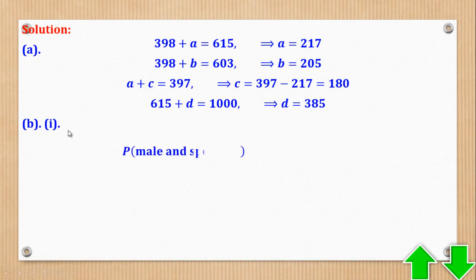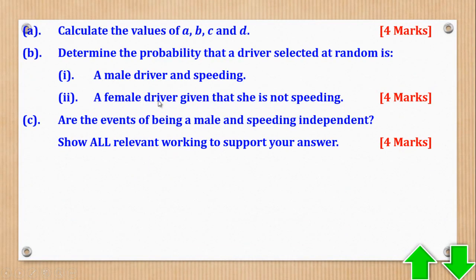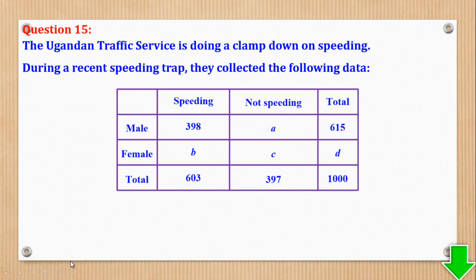Therefore, the probability of M intersection S will be that. Then Roman 2: the probability that a driver selected at random is a female driver given that she is not speeding. That is a condition, so we shall first get the intersection. The intersection of female and not speeding is C, which you got, and the probability of not speeding will be this over the total.